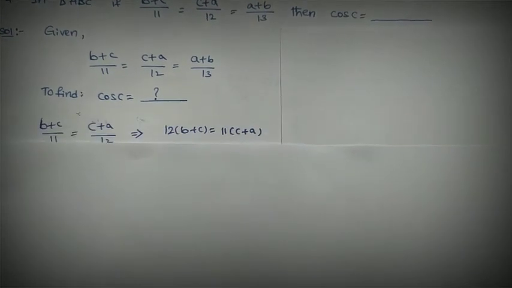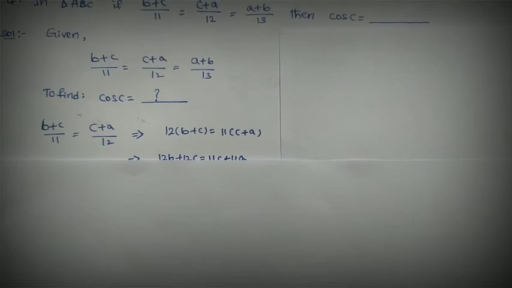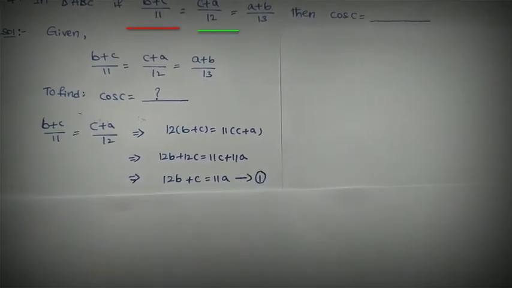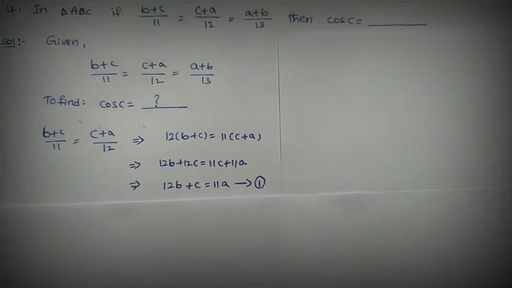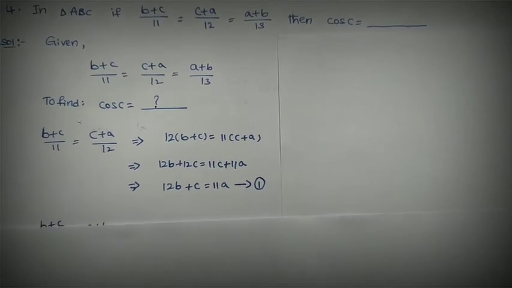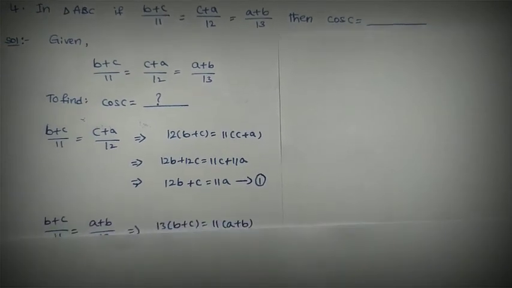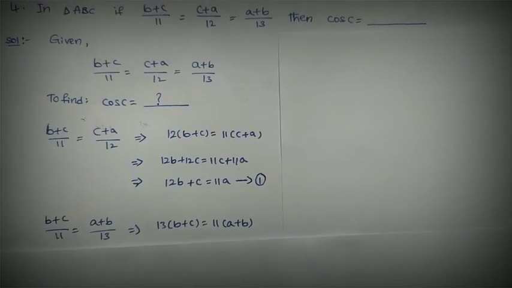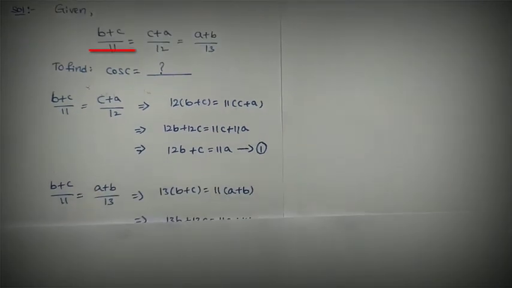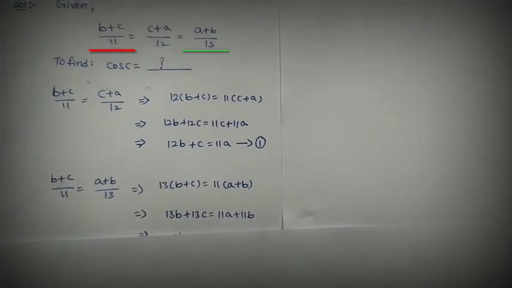Now how would we approach this problem is, let us take the first two ratios, that is (b plus c) by 11 is equal to (c plus a) by 12. So I am just cross multiplying it, and we will get 12 times (b plus c) equals 11 times (c plus a), which on multiplying, using the distributive law, 12b plus 12c is equal to 11c plus 11a, and if I send that 11c this side, we will get 12b plus c equals 11a, which is our first equation. And now I am considering the first and last one, (b plus c) by 11 is equal to (a plus b) by 13.